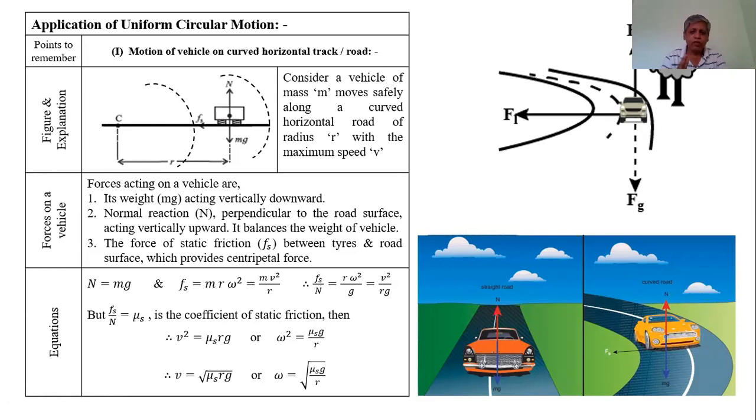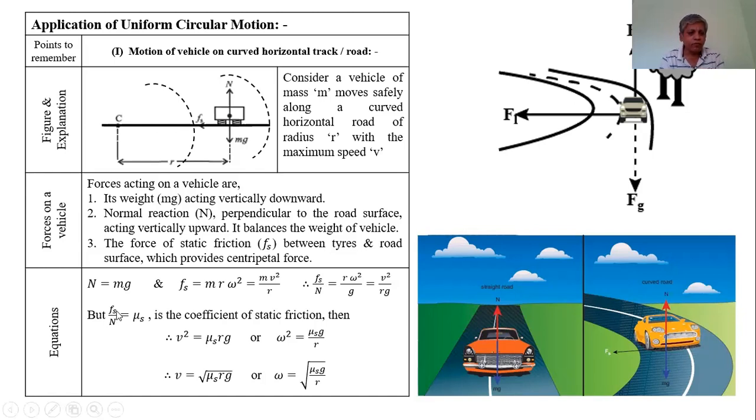But from these expressions, it is clear that for the given circular horizontal road, r is constant, so the radius never changes. Acceleration due to gravity also cannot be changed. That means r and g are constant. From these expressions, linear speed or angular speed depends upon the force of friction. As the speed increases, the force of friction increases. And the force of friction will be maximum when the velocity is maximum.